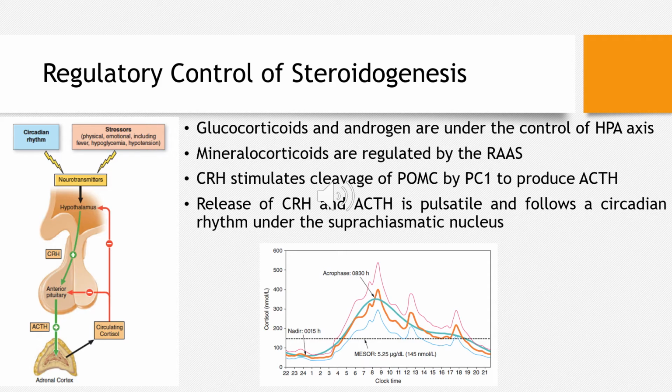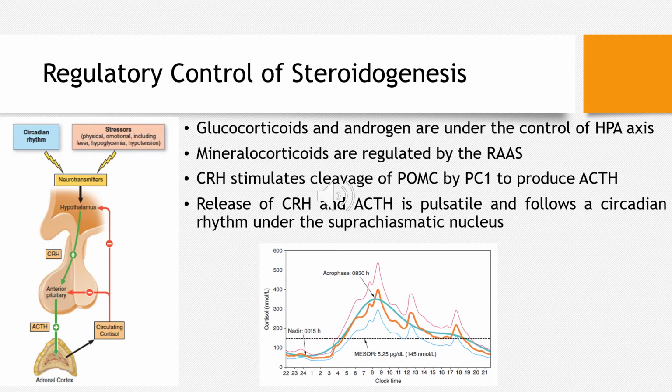ACTH is primarily released by corticotrope cells of the anterior pituitary and then acts as the pivotal regulator of adrenal cortisol synthesis, with additional short-term effects on mineralocorticoid and adrenal androgen synthesis. The release of CRH and subsequently ACTH occurs in a pulsatile fashion that follows a circadian rhythm under the control of the hypothalamus, specifically its suprachiasmatic nucleus, with additional regulation by a complex network of cell-specific clock genes.